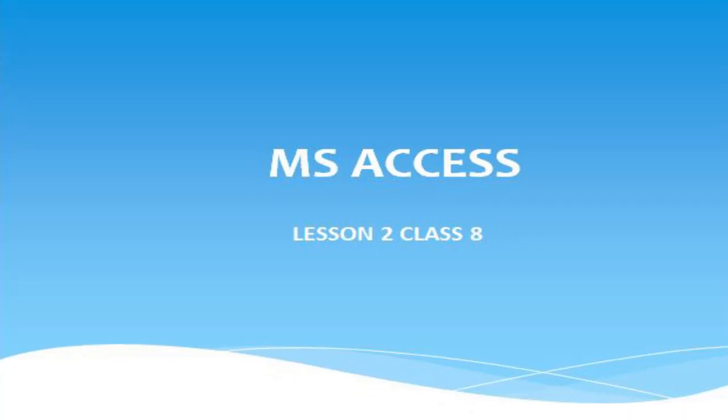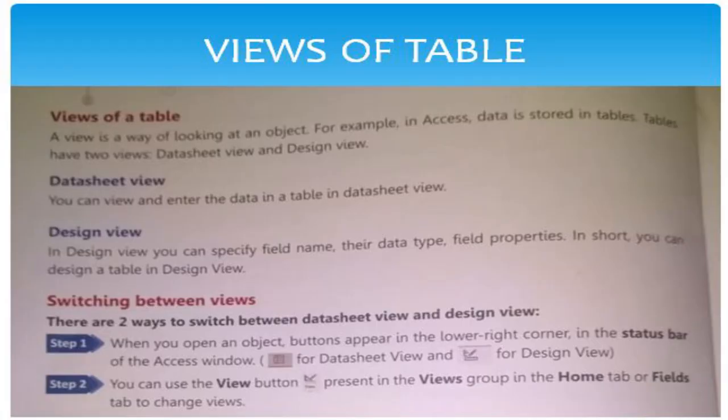MS Access, lesson number 2, class 8th. Let us have a look. Views of table. A view is a way of looking at an object. For example, in Access, data is stored in tables. As we discussed, in MS Access, the data will be stored in tables. So, tables have two views. How many views? There will be two views. One is data sheet view and the second one is design view.